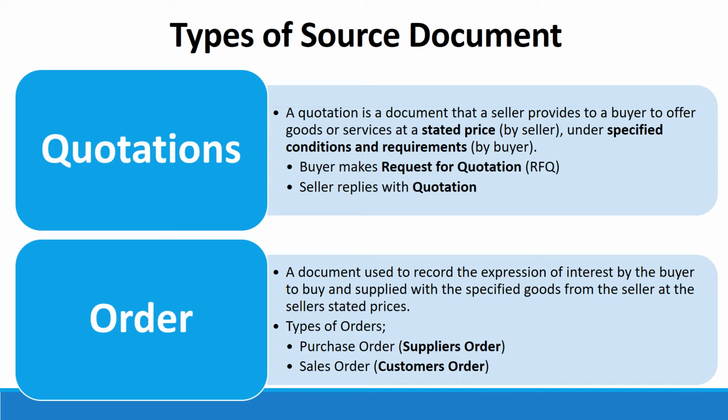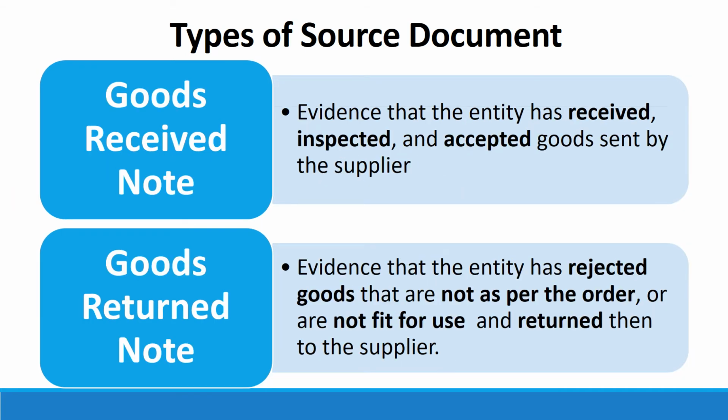An order is a document used to record the expression of interest by the buyer to buy and be supplied with the specified goods from the seller at the seller's stated prices. There are two types of orders, that is, a purchase order or supplier's order and a sales order or customer's order. Goods received note is an evidence that the entity has received, inspected, and accepted goods sent by the supplier.